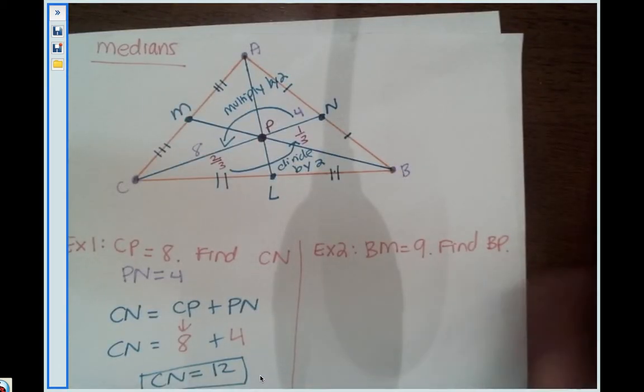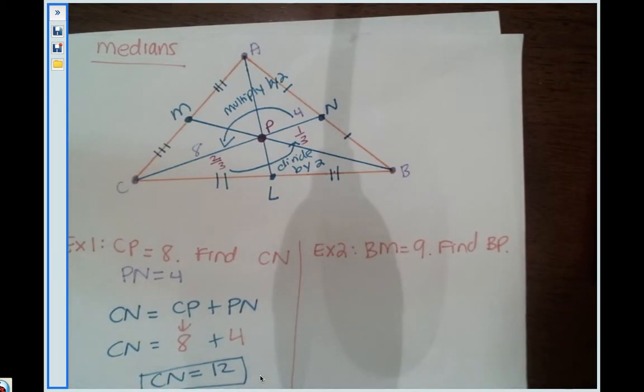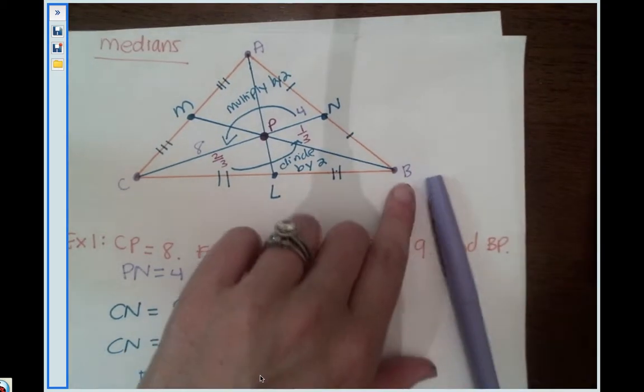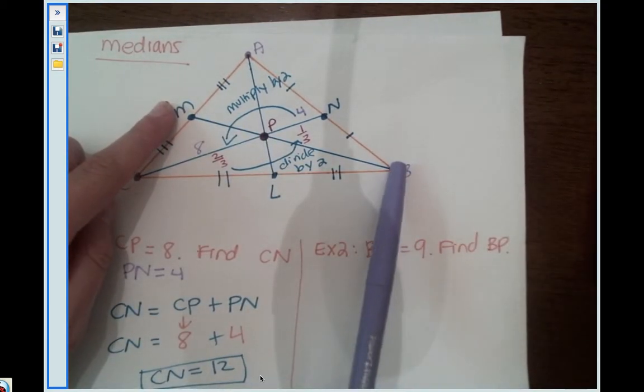Now example 2, if you're understanding these concepts, you can try this one on your own. It's pretty straightforward, so I'm confident if you want to try it on your own, you will do wonderfully. But anyways, let's go ahead and get started. It says BM is 9, so BM is the length of the whole median. And they're asking for BP.